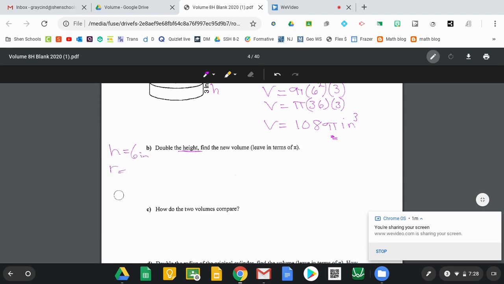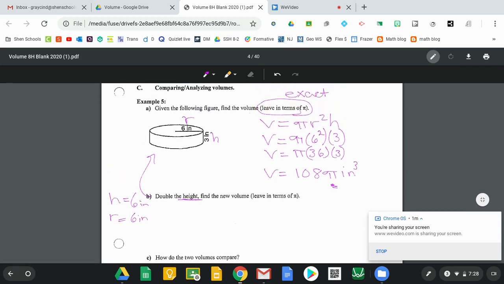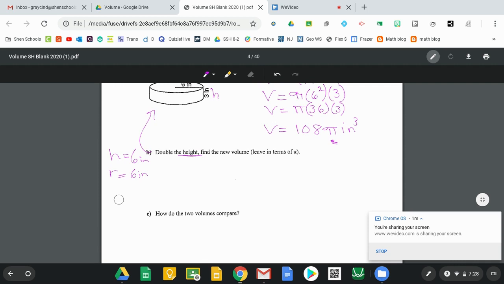The radius will stay at the 6 inches with the diagram that we had above. So again, same formula, volume equals pi r squared h. I'm going to plug in all the values of the radius and the height, and that will be 36 times 6. And again, we're going to leave it in terms of pi, so volume equals. Notice that I am using an equal sign because we're doing the exact volume, 216 pi inches cubed.